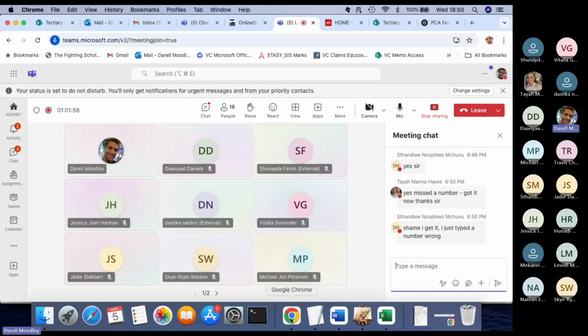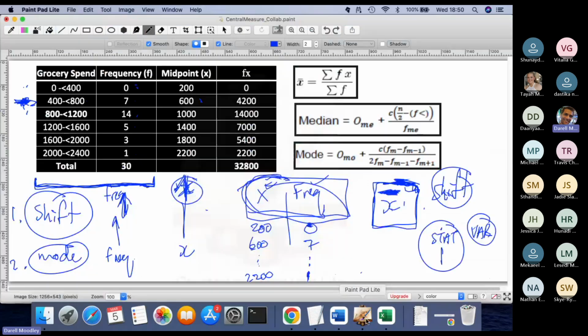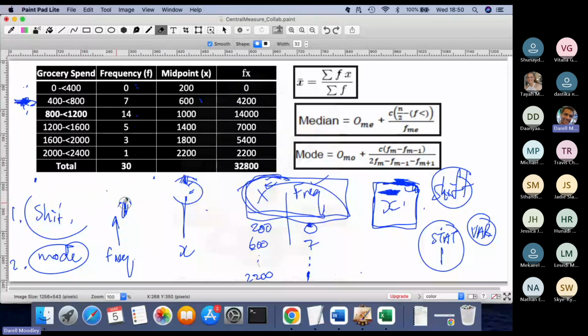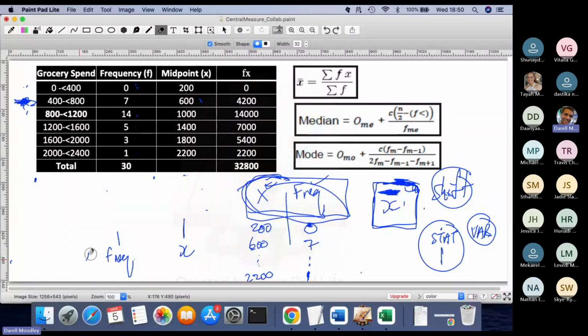You know how to work out the average for group data, right? Now to work out the median, it's a bit more difficult. You have to use a formula. You're not expected to memorize the formula, but you are expected to know how to use it. So I'll show you how to do that now for the median. And if you know how to do it for the median, the mode is very, very similar.